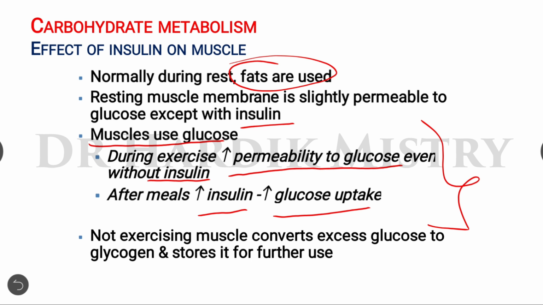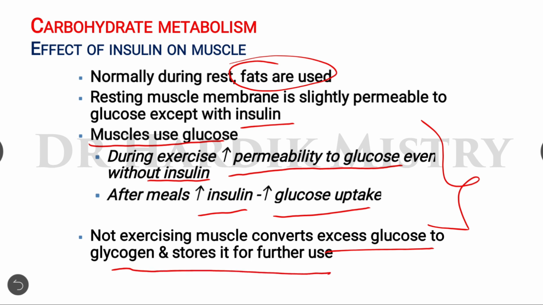Here you have to understand that without insulin at the resting condition, the muscle will not take up glucose in a high quantity, but after a meal the glucose level increases, so the insulin level also increases, and this insulin increases glucose uptake by the muscles even at rest. So that is the different status of muscle glucose uptake with insulin and without insulin. A non-exercising muscle converts the excess glucose to glycogen and stores it for further use.